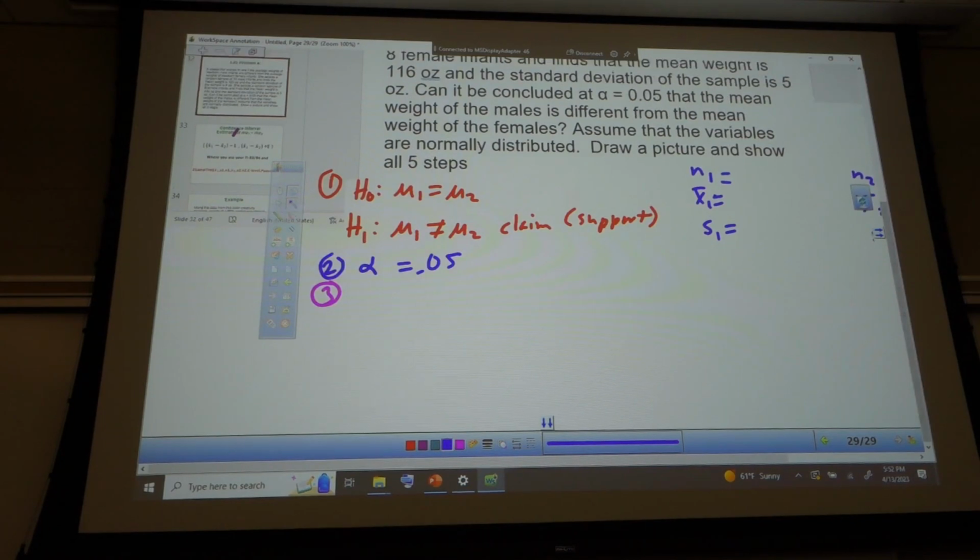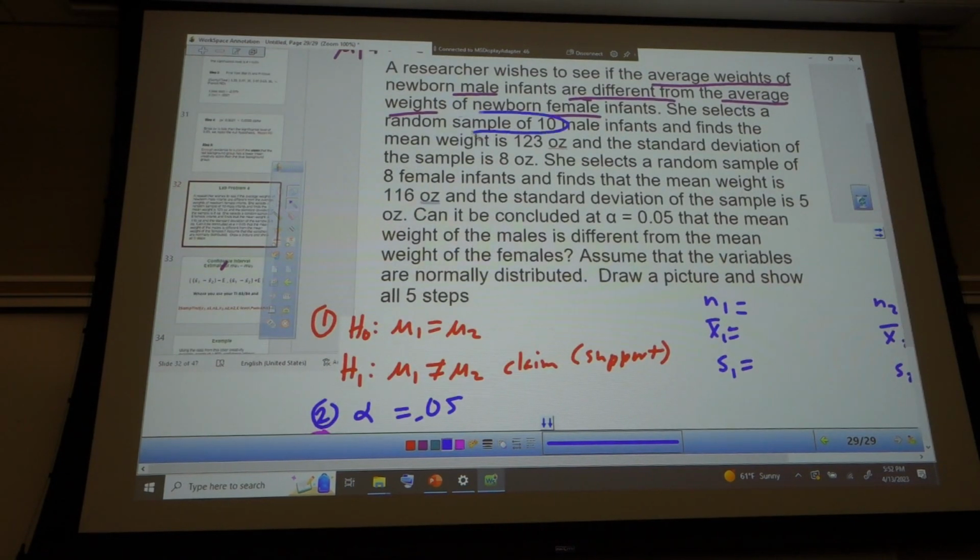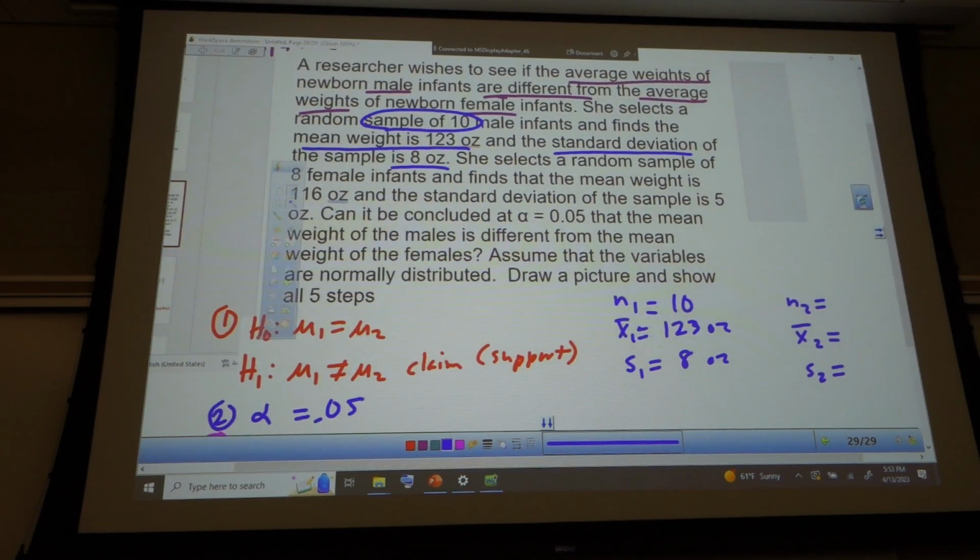So my n1, let's see, reading through here: random sample of 10 males, mean of 123, standard deviation of 8 ounces. So my n1 is 10, mean is 123 ounces, and standard deviation is 8 ounces. Remember, the mean and standard deviation will have numbers associated with them, like labels. And then the females, you put all the same numbers. We had 8 of them, 116 ounces is their mean, and 5 ounces is their standard deviation.